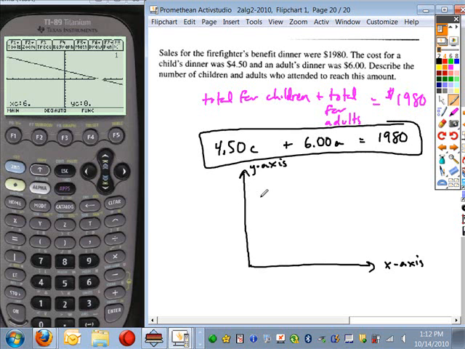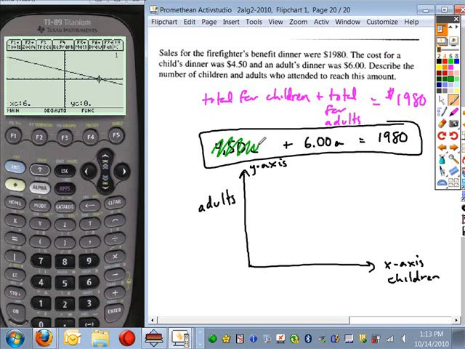Okay? And so how might we go about plotting this? Let's refer to the x-axis as children. Okay? And let's call the y-axis adults. Okay? What would be the highest number of adults that could possibly attend? How would we find that value? Right. And how would we find the y-intercept? We'd let which value be 0? 4.50 C would equal 0. Okay, so let's let C equal 0.